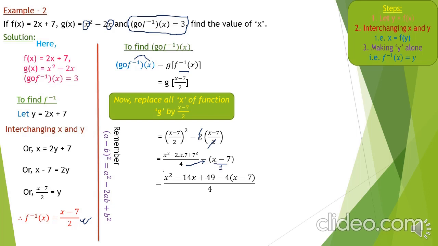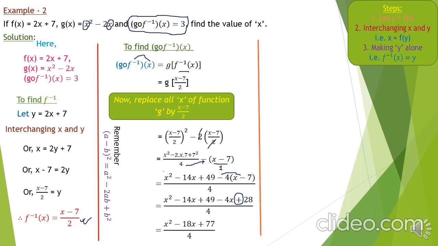After taking LCM, now we have to multiply it. x square minus 14x plus 49 is the first part, and 4x plus 28. The sign changes because of the minus sign: minus into minus is plus. We have to be careful because students tend to make mistakes while changing sign. So x square minus 14x minus 4x gives minus 18x, because we add 14 and 4 in the same sign, and 49 plus 28 is 77.